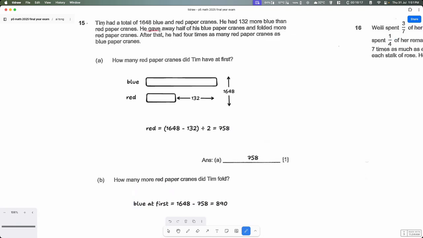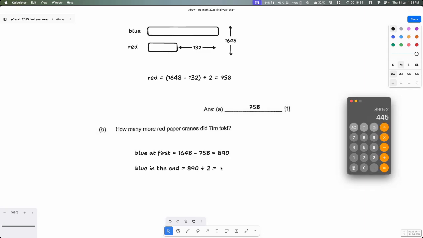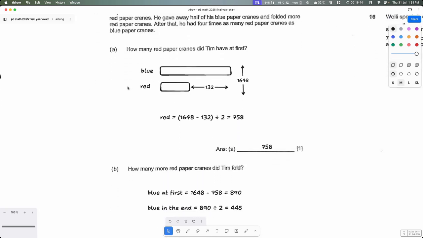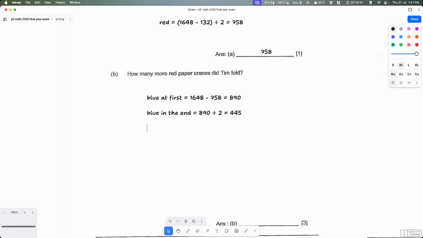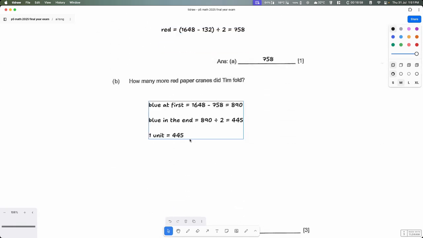So now we know blue at first. Then he gave away half of his blue paper cranes, so blue in the end is basically 890 divided by 2 because he gave away half. This will give us 445. After that, he had 4 times as many red paper cranes as blue paper cranes. So if blue is 1 unit, 1 unit is equal to 445. That means his red paper cranes is 4 units.